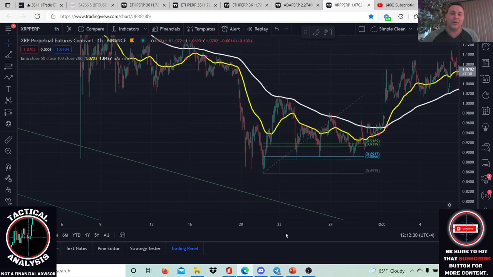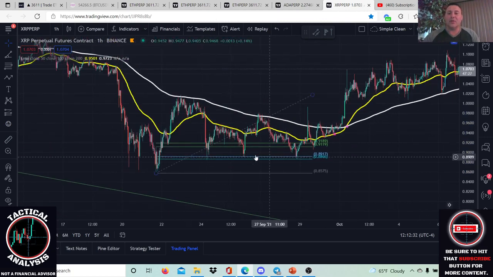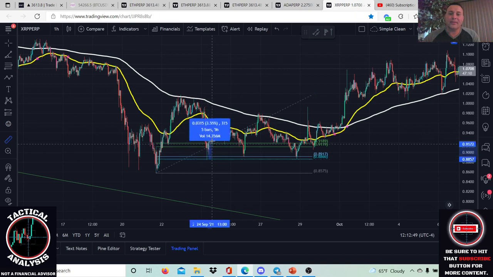Okay, this is the 1 hour. So these are areas that either I would look to add to my position or I would look to enter if I missed the bottom. You could have entered at any one of these levels with a stop loss below the previous wick. You would have had zero drawdown on any of these trades. Okay, just off the scope extension.